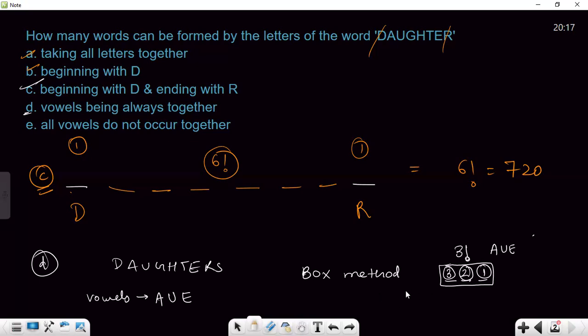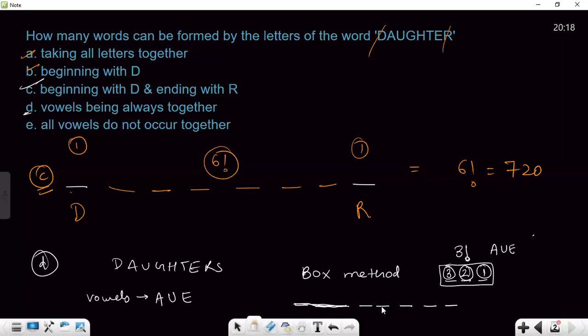Now we have to arrange this box with the remaining consonants. How many consonants are there? 5 consonants are there. Originally we had to fill the 8 places for the word daughter, right? But in the place of 3, we have now brought a box. So instead of 3, there will be a single place because the box is having 3 elements inside.